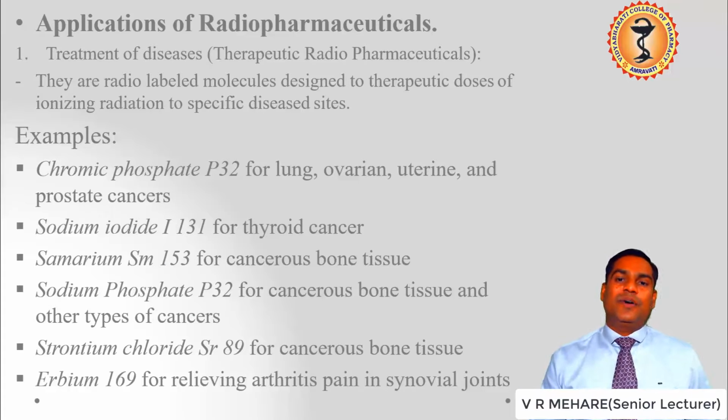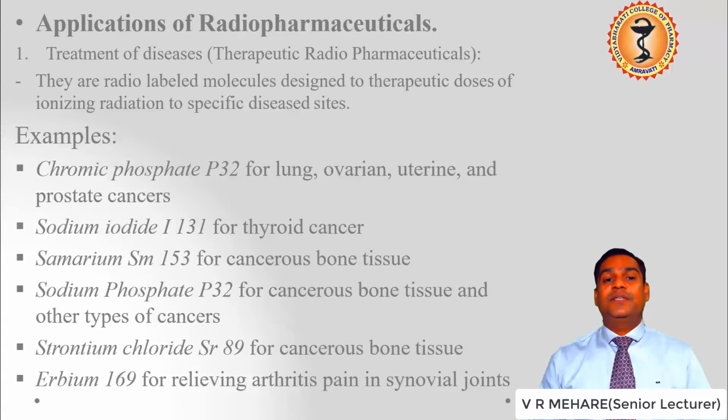Application of radiopharmaceuticals. What are the various uses or applications of radiopharmaceuticals? So first, they are used in the treatment of disease. Radiopharmaceuticals used in the treatment of diseases are known as therapeutic radiopharmaceuticals. They are radio-labeled molecules designed to deliver a therapeutic dose of ionizing radiation to specific diseased sites. Some examples are quoted over here.